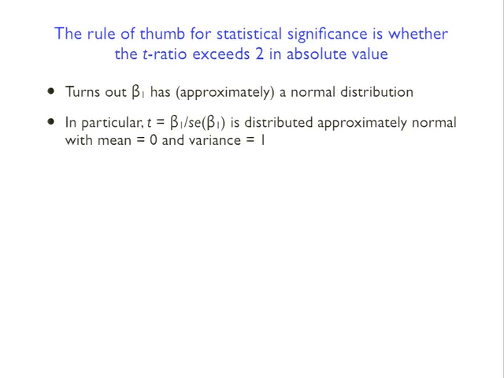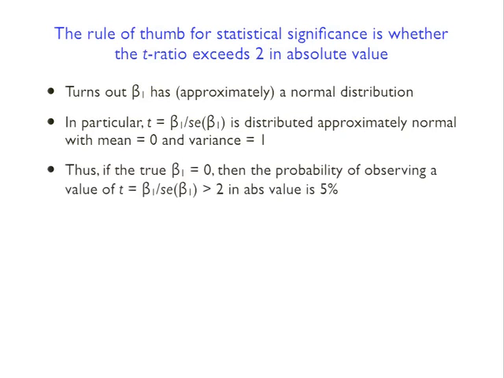So if the true beta 1 is equal to 0, then under that assumption, this ratio of the estimated coefficient divided by its standard error is distributed approximately normal 0, 1. And so if you remember anything from statistics, hopefully you remember that the probability of observing a standard normal random variable being greater than 1.96 or less than minus 1.96 is 5%. So that's what we call the 95% or the 5% critical value, depending on which direction or perspective you're looking from.